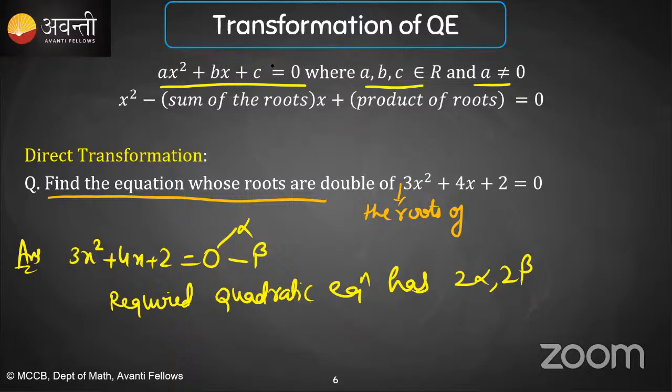So now, student, you know that from this quadratic equation you can say that what is the alpha plus beta, sum of root, minus b by a, so minus 4 by 3, and what is product of roots? 2 by 3, right? Sum of root is minus 4 by 3, product of root is 2 by 3, right?